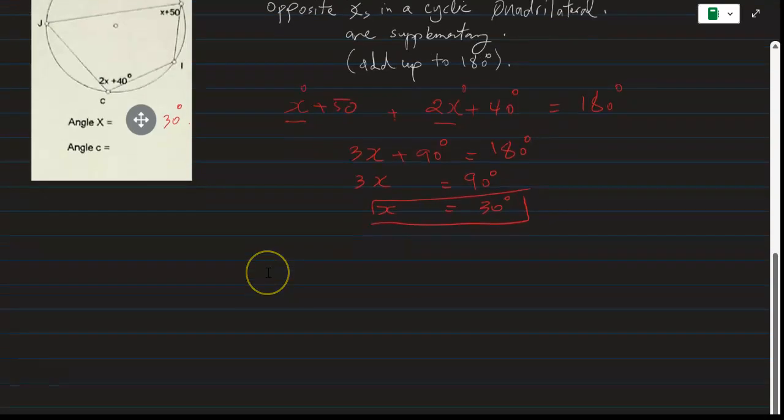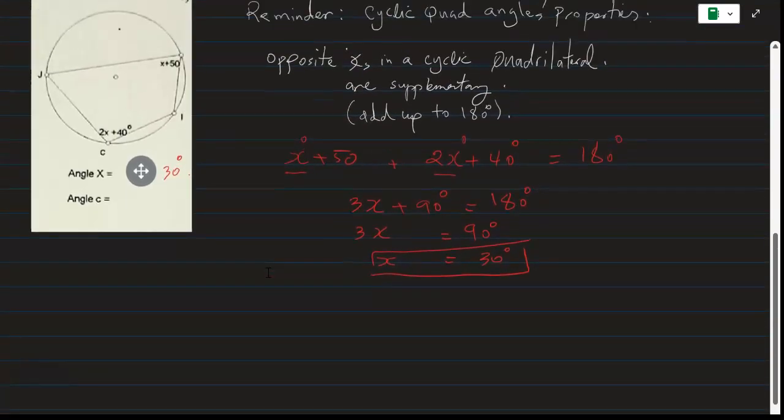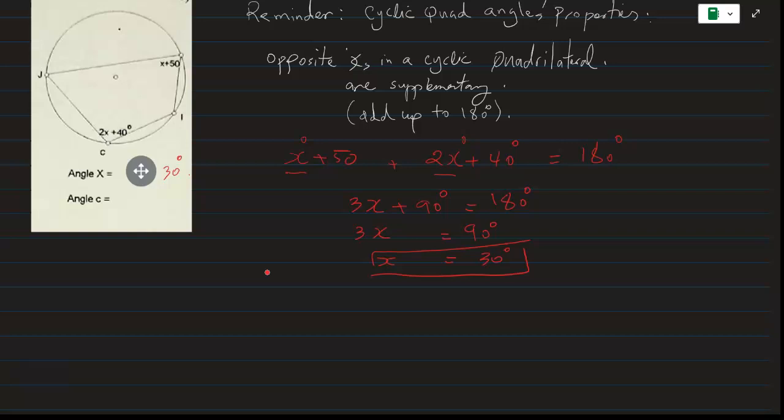Right, now that we have x equal to 30 degrees, we want to find what angle C is. And angle C is this entire thing. So angle C is equal to 2x plus 40 degrees, but x is 30. So 2 times 30 degrees plus 40 degrees, and final answer 60 degrees plus 40 degrees, that's equal to 100 degrees. That's the measure of angle C.